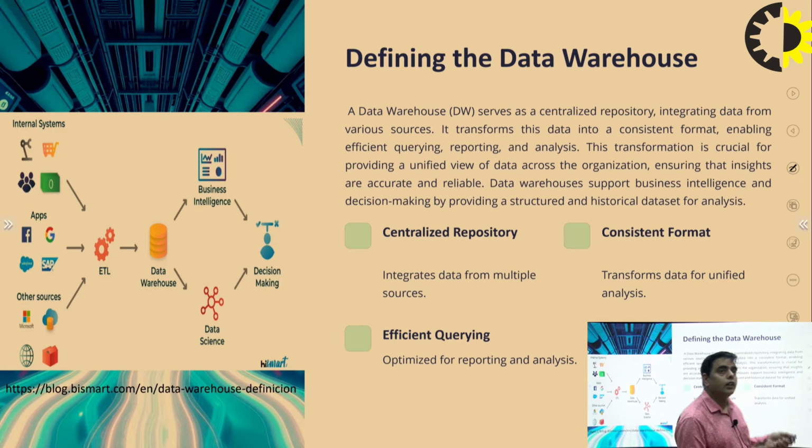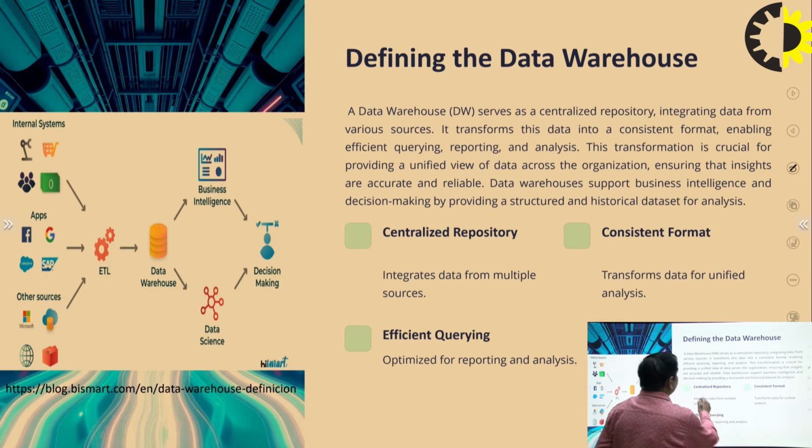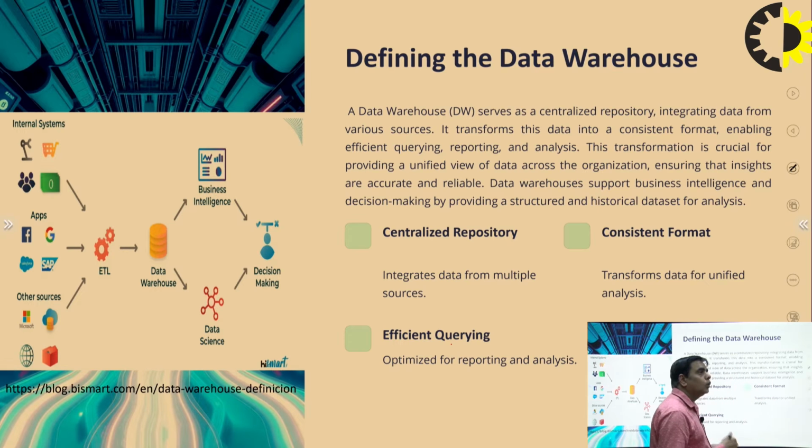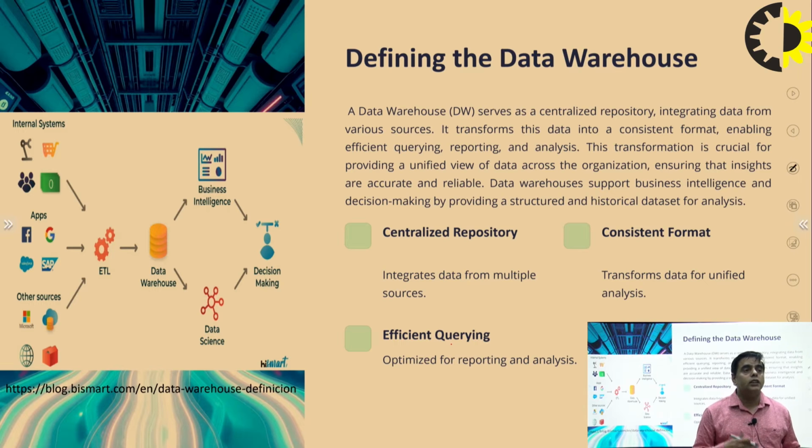So the main components of a data warehouse are the centralized repository, consistent format and efficient querying. Because data is coming in different formats, it must be saved in a central repository and in a consistent format, in a very structured or tabular manner. So whenever anyone wants to see any insight, result or business intelligence with the help of this data, they can use this data warehouse and write queries to find useful results that can help business intelligence.